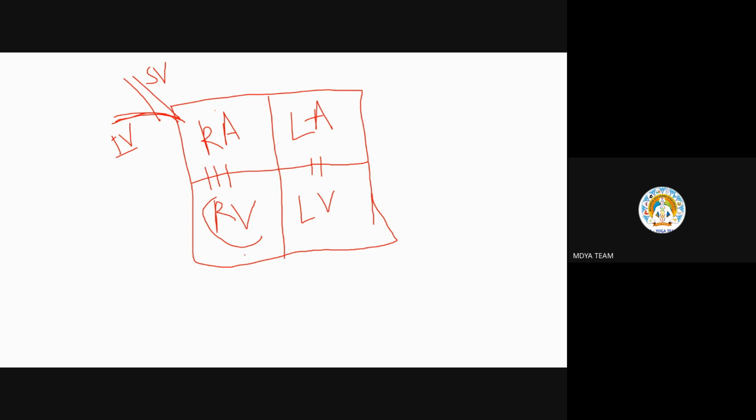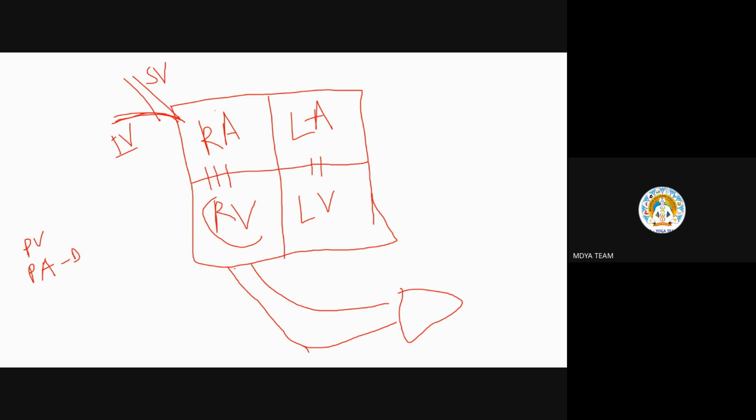From these right ventricles, it will go into our lungs. Pulmonary vein and pulmonary artery are the only exception here, I will write it. So the pulmonary artery carries deoxygenated blood from your right ventricle to the lungs.